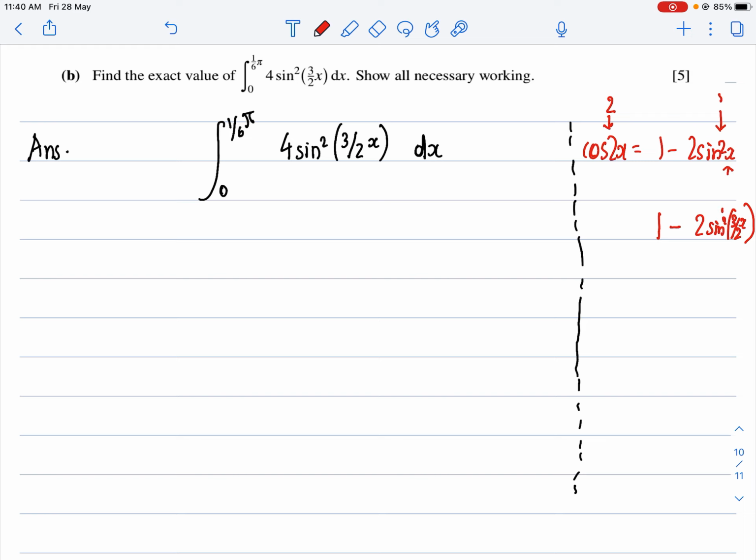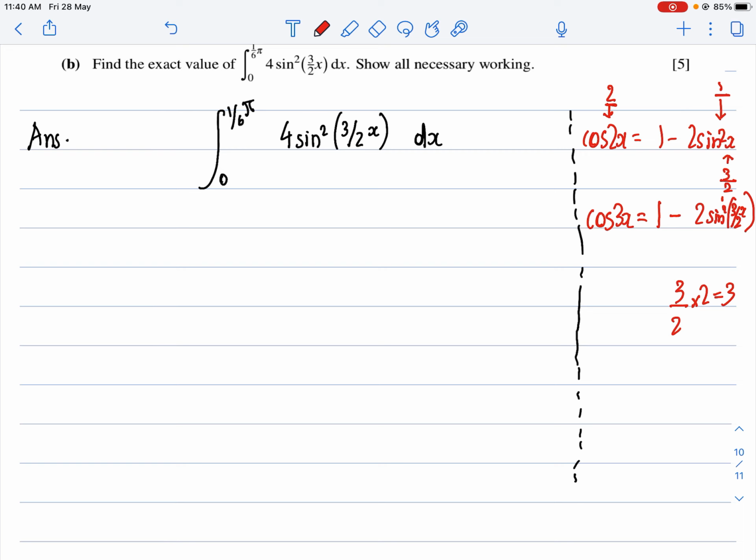So now I know if this was 1, this was 2, basically it's the double. So if this is 3 over 2, I'll simply do 3 over 2 multiplied by 2, which will give me 3. So I get this basically as cos 3x. Agreed? Basic trigo conversion. So now I can simply make sine square 3 over 2x the subject of the formula to get my answer as 1 minus cos 3x over 2. And I know this is basically equal to sine square 3 over 2x.